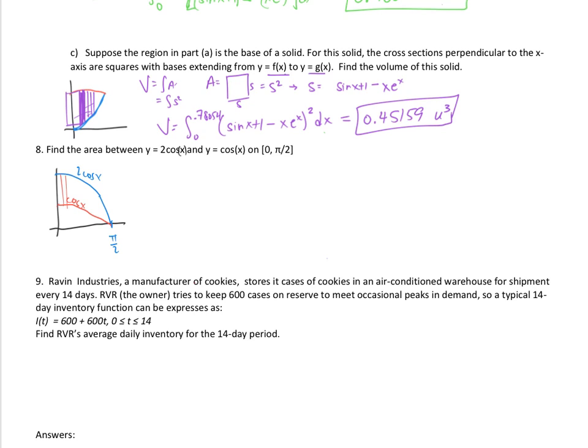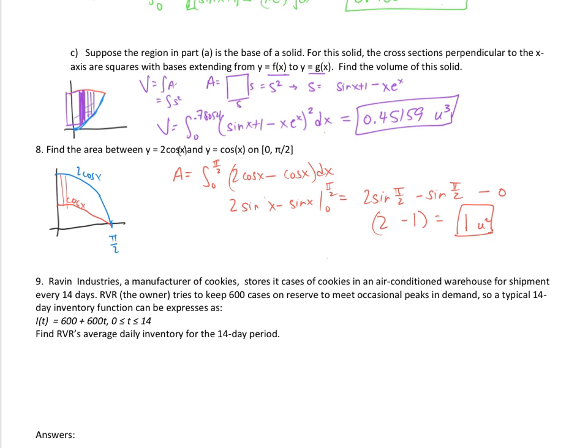So the area equals the integral from 0 to pi over 2 of the top curve 2 cosine x minus the bottom curve, which is cosine x, dx. Now you can do this without a calculator. This is an easier problem. Integrating, you'll get 2 sine x minus sine x on the bounds from 0 to pi over 2. Plugging these in, 2 sine of pi over 2 minus sine of pi over 2 minus 0 when you plug in 0, because sine of 0 will be 0. So you end up with 2 minus 1 minus the 0, so it ends up being 1 as your area. That's square units.